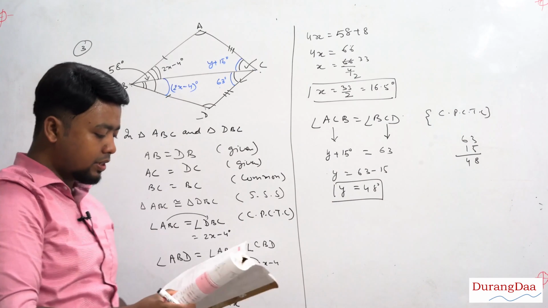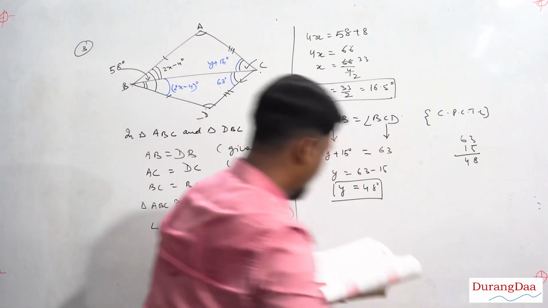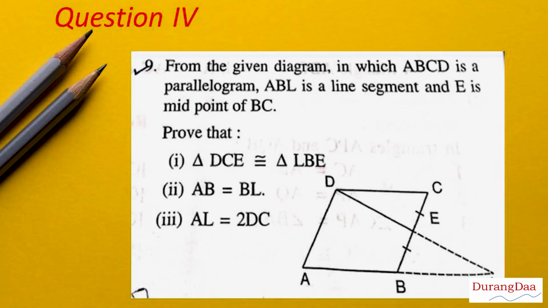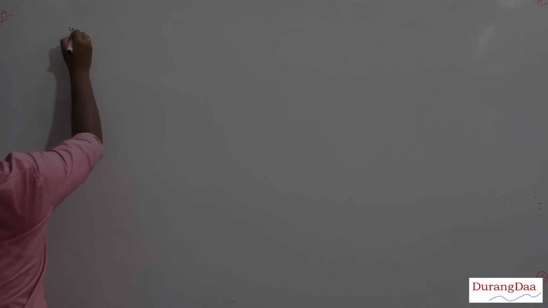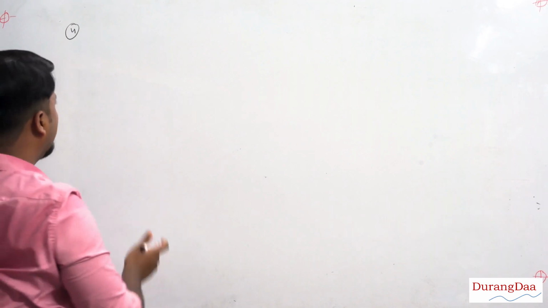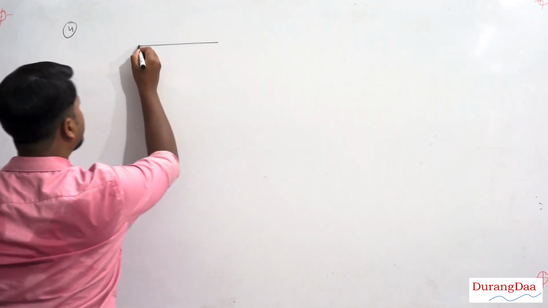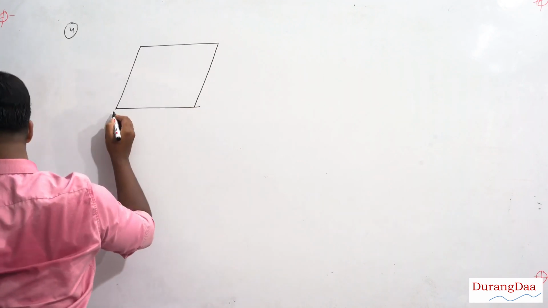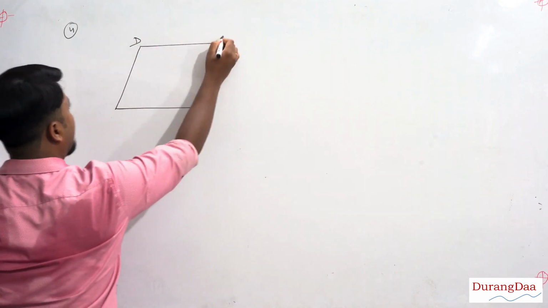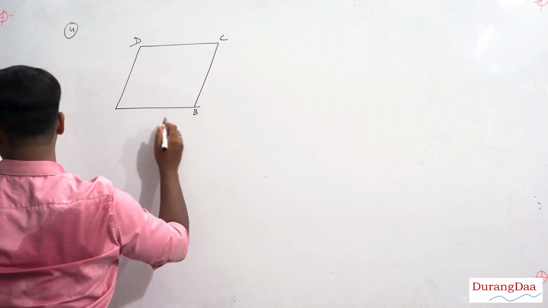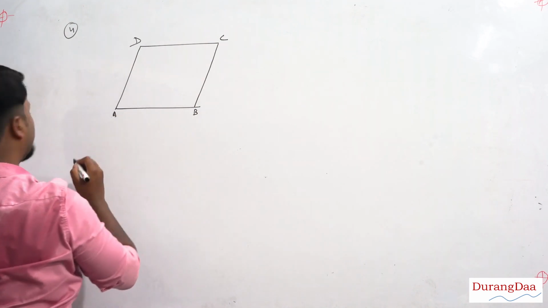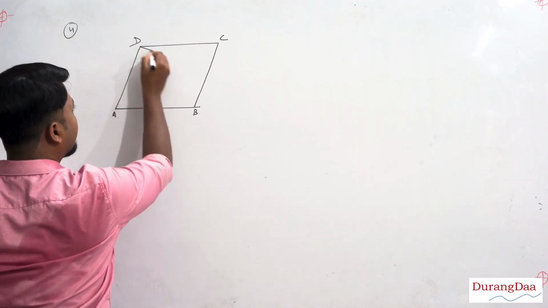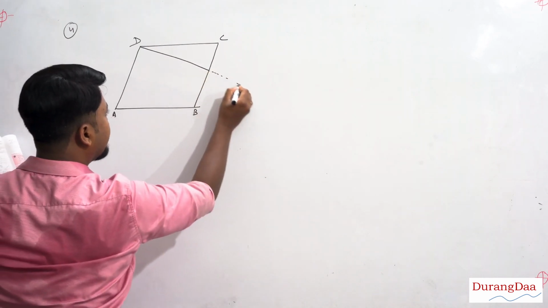So I hope this question is clear. Let's move on to question number 4. Fourth question, again they have provided one figure, something like this, and they have mentioned this is a parallelogram, and we know that in a parallelogram the opposite sides are parallel and equal. Alright, so we will use that concept here.